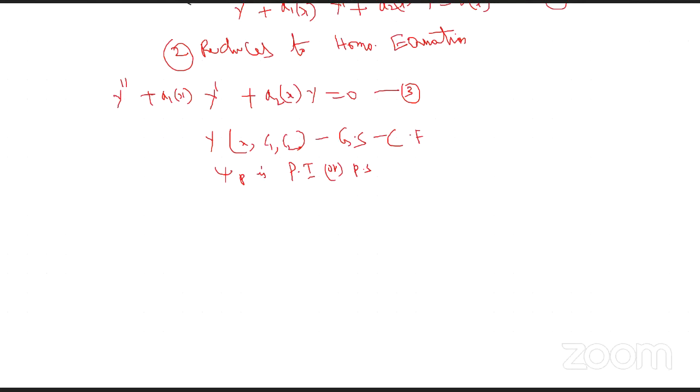Then the general solution of equation number 2, as previously discussed, is y equal to y of c plus y of p: the general solution y(x) equals complementary function plus particular integration, that is, y(x, c1, c2) plus psi of p.